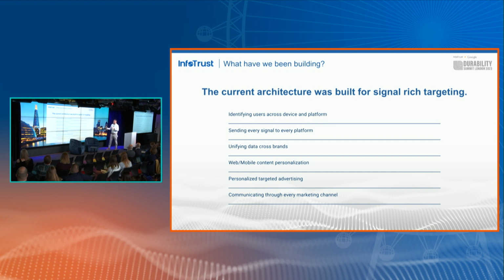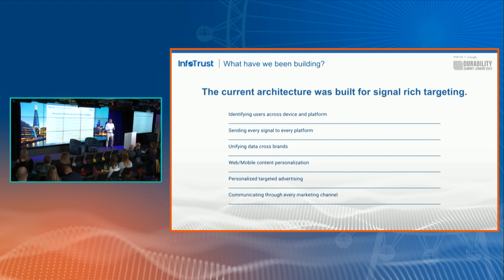So the current architecture is completely built around signal-rich targeting. Everything that we do is about, what are we doing with data? We got to identify users everywhere they go. We know who they are, consent or no consent. We have to know who everybody is. Why? Well, we got to send every signal to every platform.